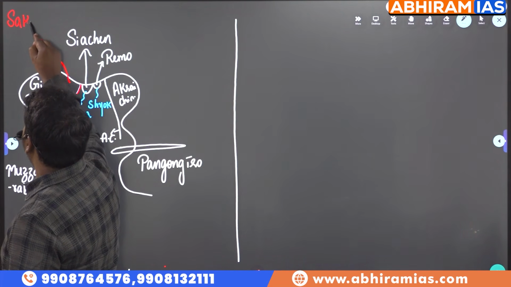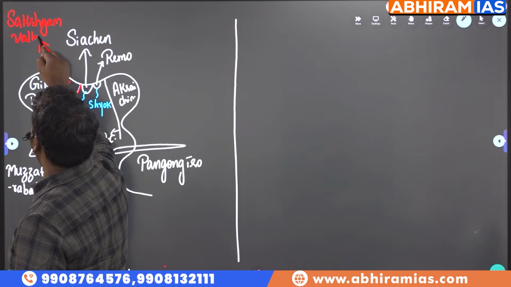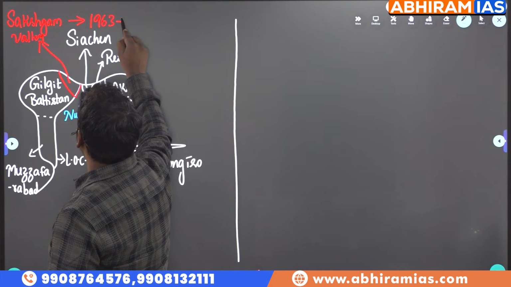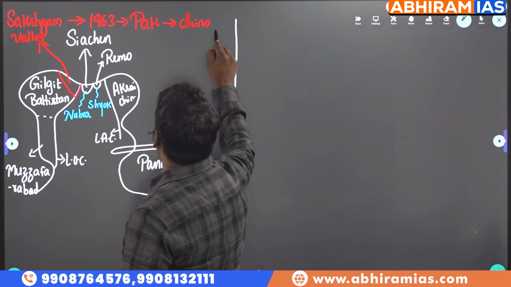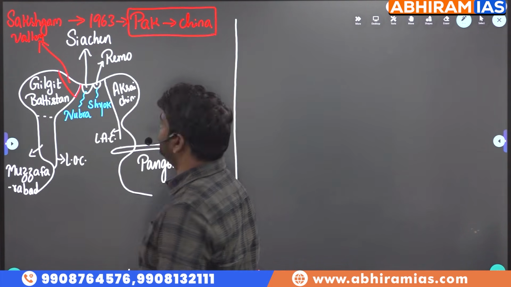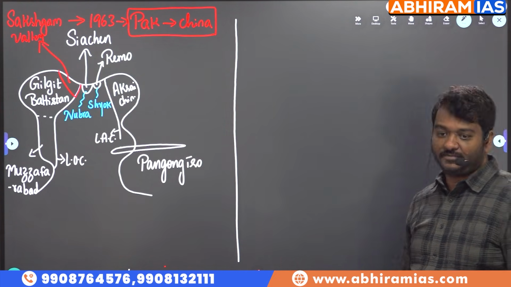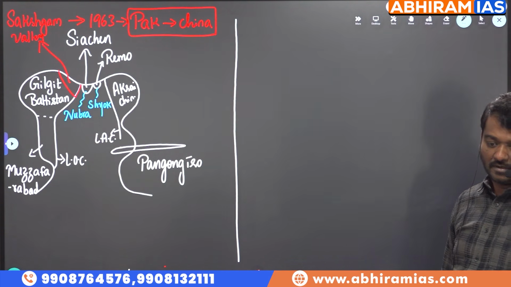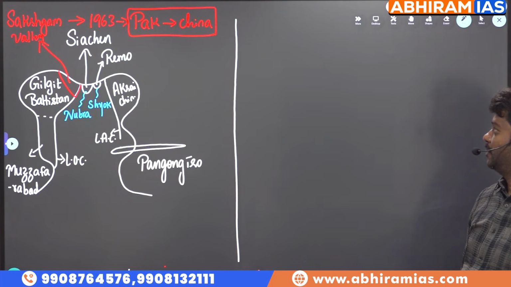This part of POK is called Shaksgam Valley, and in 1963 Pakistan gave it to China. Recently India and China had a word on this issue. China said it is ours, India said it is ours. Shaksgam Valley. Jammu Kashmir, one question is coming. You should know about it in detail. Okay?